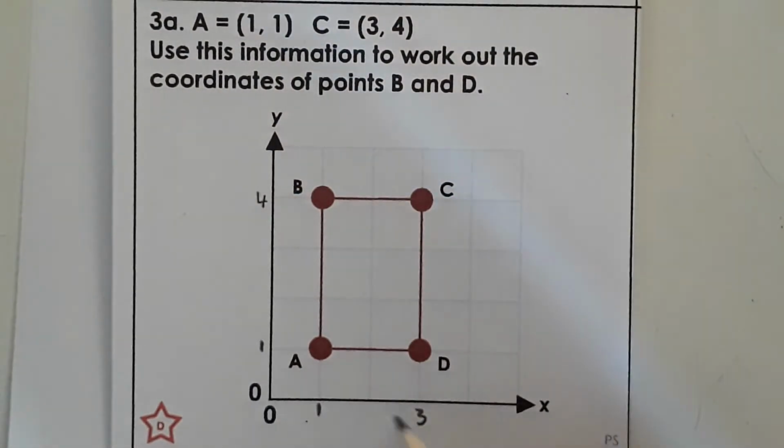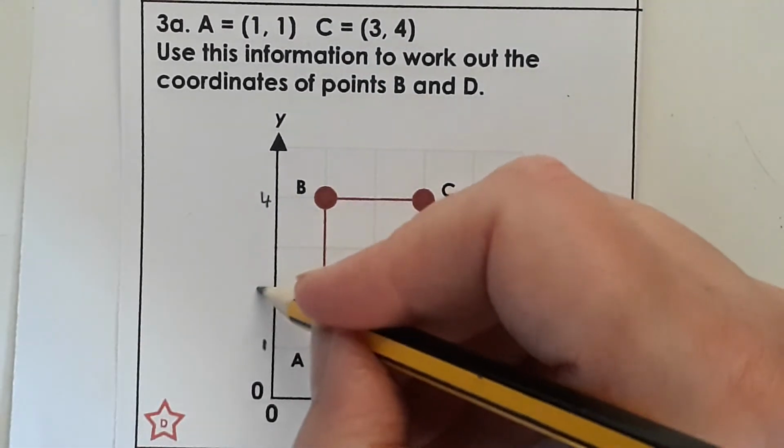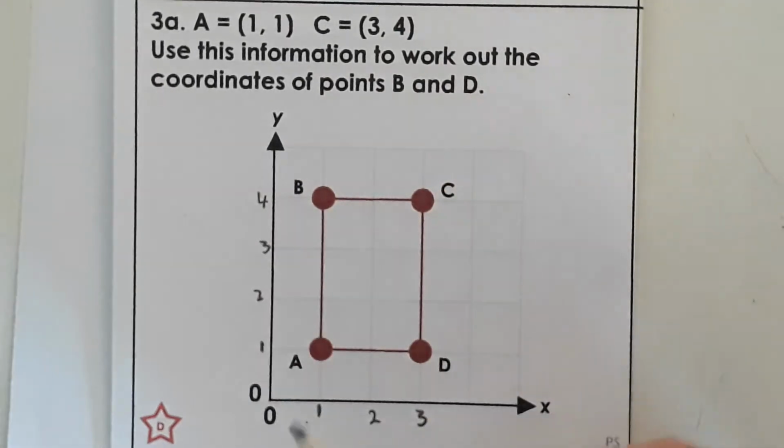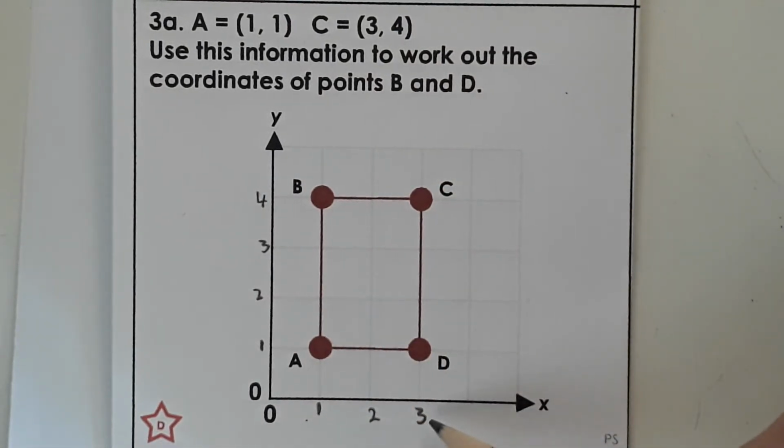So if I was in any doubt, I should be able to see that the value on the axis is going up in ones, and then I can easily work out the coordinates for B by going along 1 and up, and also for D. So you can sort that out.